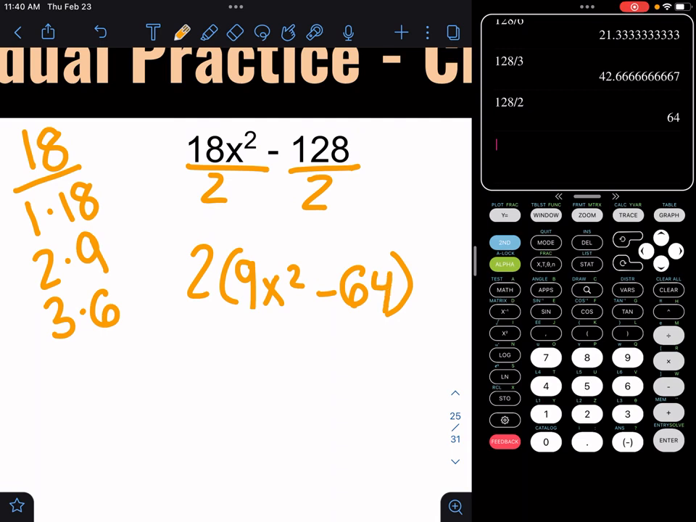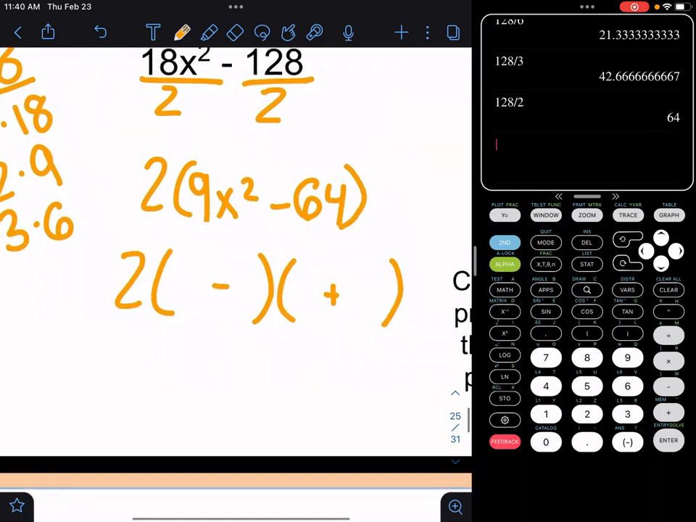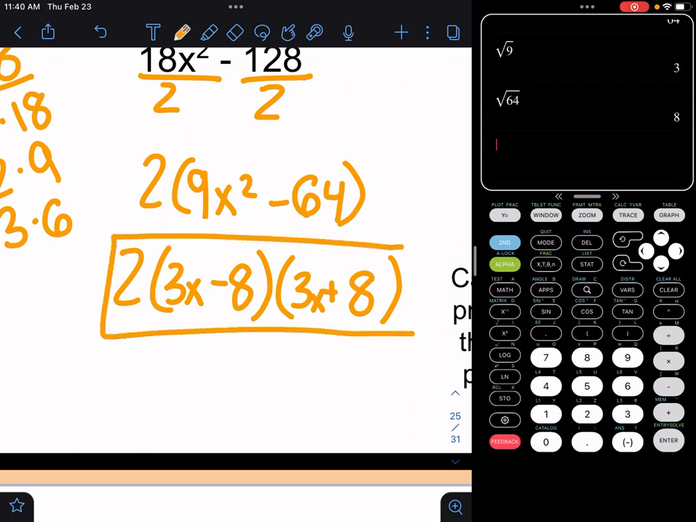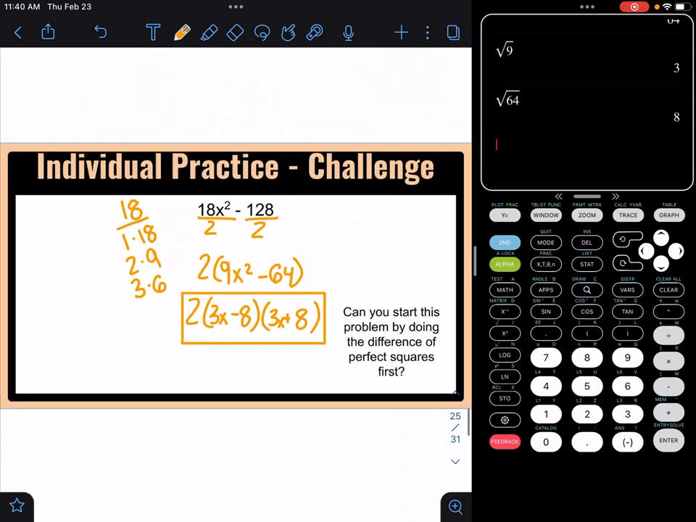Now we need to make sure these are the difference of perfect squares. It is the difference because I see the minus, and they are perfect squares. So the square root of 9x squared is 3x, so I'd be left with 3x and 3x. And the square root of 64 is 8 and 8. Alrighty. That is factored completely.